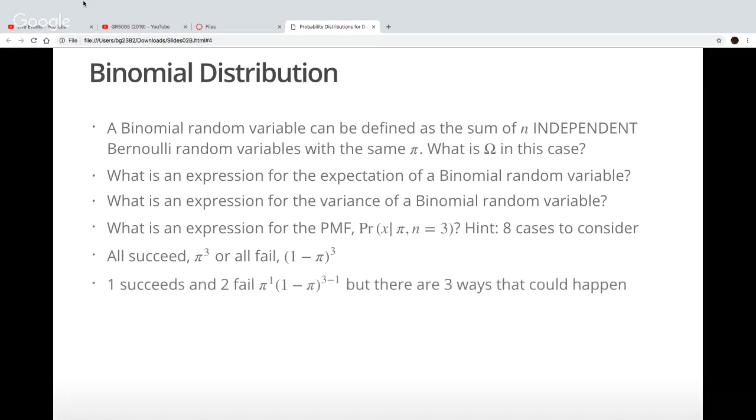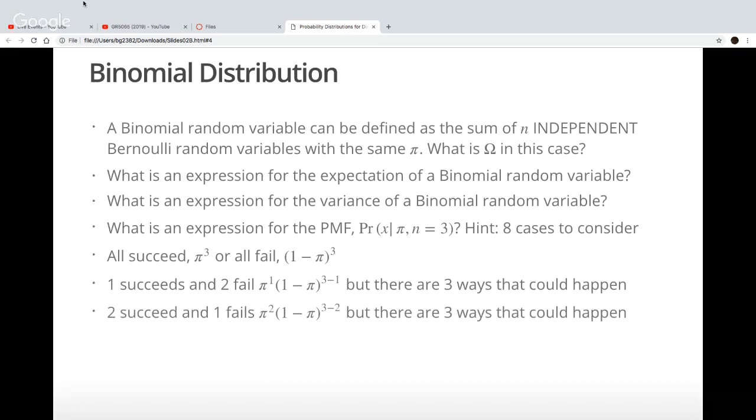Then we have the case, well, 1 succeeds and 2 fail. So that would be pi trivially raised to the power of 1 times 1 minus pi raised to the power of 3 minus 1, or 2. But the 1 succeeds and 2 fail can happen 3 different ways. The first one could succeed and the last 2 fail, or the middle one could succeed and the edge 2 fail, or the last one succeeds and the first 2 fail. So there's 3 different ways to accomplish that. So we're now up to 5.